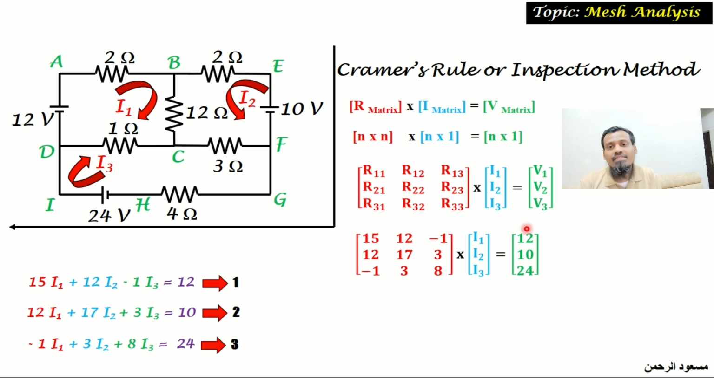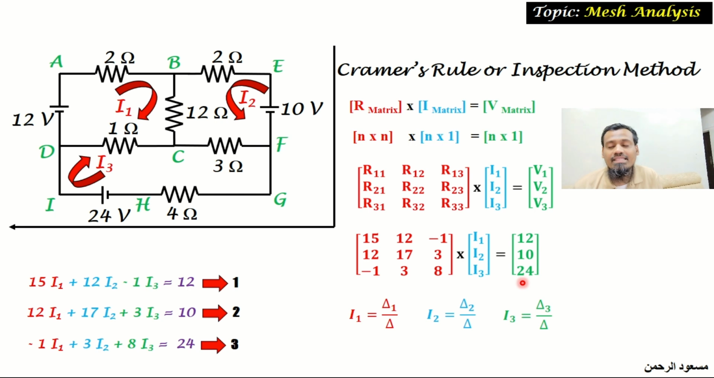When you take this matrix, the current I1 will be calculated as del 1 by del, I2 will be calculated as del 2 by del, and I3 will be calculated as del 3 by del, where del is the determinant value of this resistance matrix. Del 1 is the determinant value of this matrix by replacing the first row with the voltage matrix, and del 2 is the determinant value of this resistance matrix after replacing the second row with the voltage matrix, and del 3 will be the determinant of this resistance matrix after replacing the third row by the voltage matrix.